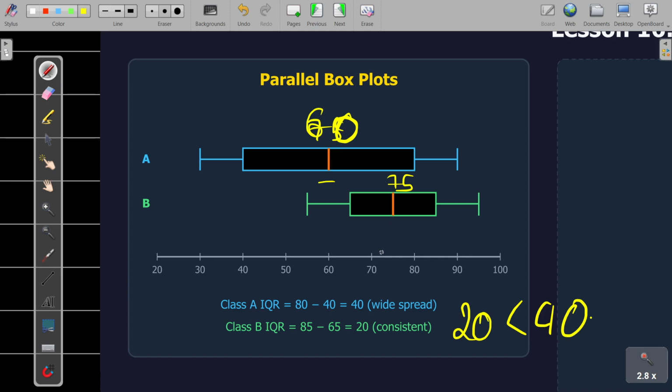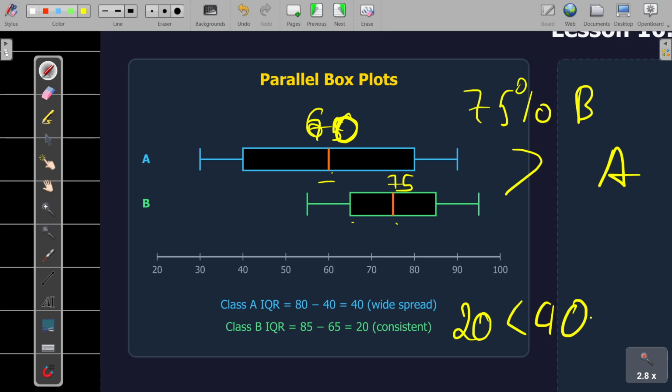So even better, if you look at the bottom of class B's box, Q1, you can see that class A's median is 60 here, whereas for class B's Q1 is 65 here. So this means that 75% of class B are actually higher than the average student in class A.